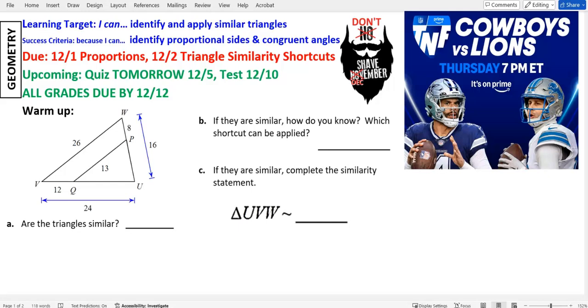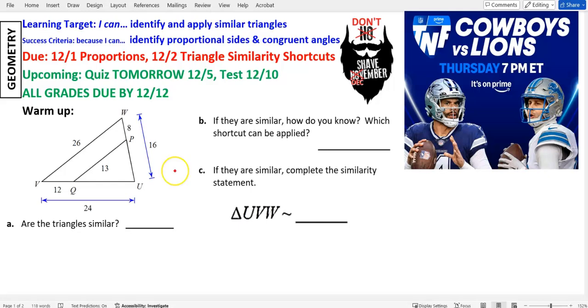Okay. So, welcome back. We're gonna do some short notes today after this warm up. Don't forget, it's Stone Shape December. We're gonna have a quiz tomorrow. All right. So the quiz tomorrow is over proportionality, similar triangle shortcuts, and then what we go over today, right?